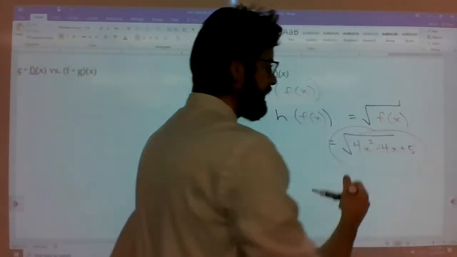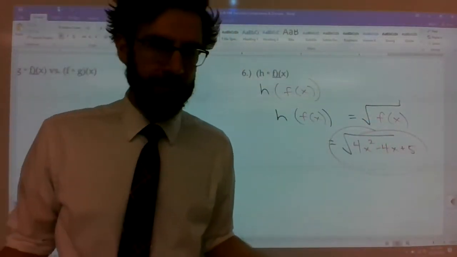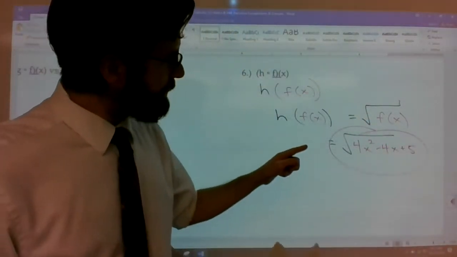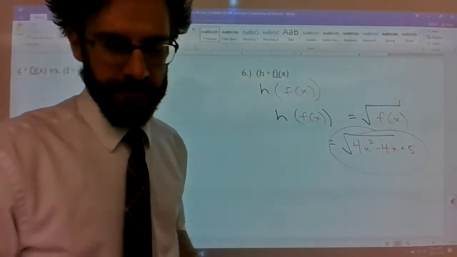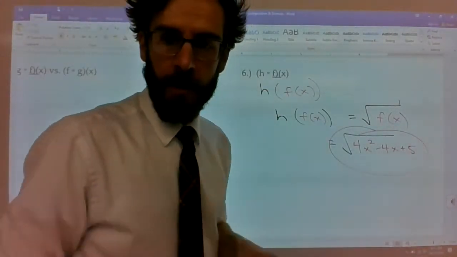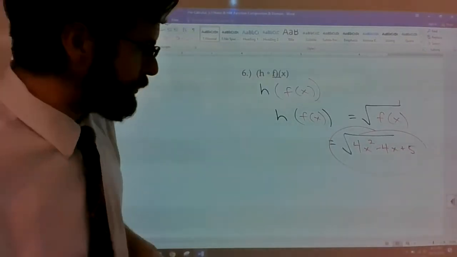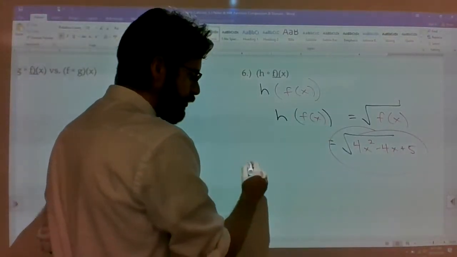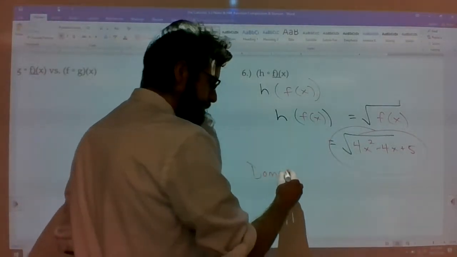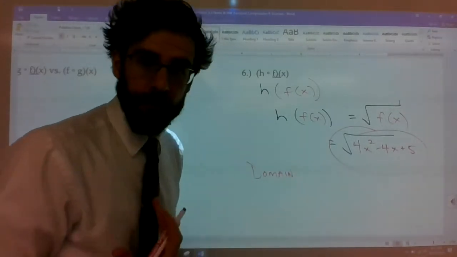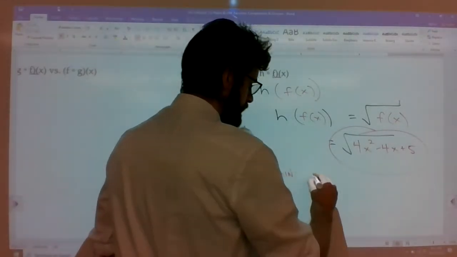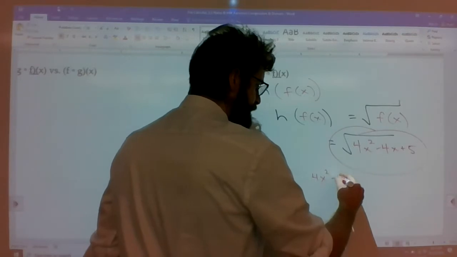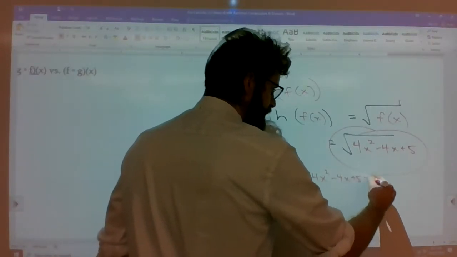Which ends up being the first part of our statement. You can't simplify that any further. That's going to be h of f of x. Now, what is its domain? Well, if you've got something underneath a root, you're going to set that thing greater than or equal to 0, because we're not dealing with non-real solutions in this. So you'd say 4x squared minus 4x plus 5 is greater than or equal to 0.